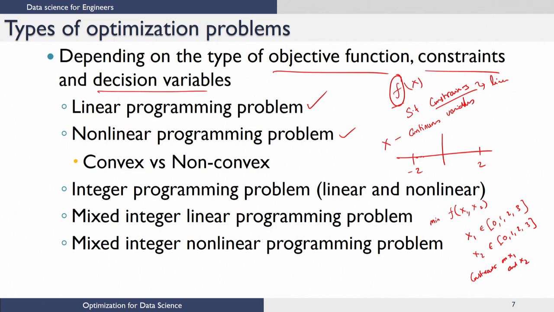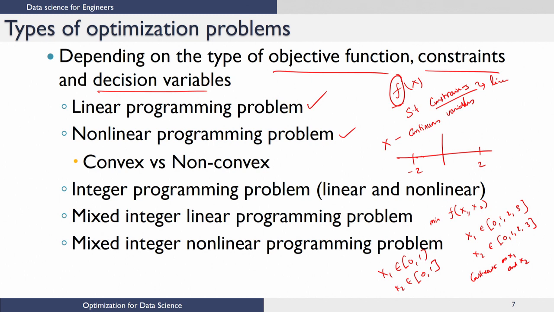And if the objective function and constraints are linear, then we call this a linear integer programming problem. If either the objective or the constraints become nonlinear, we call them nonlinear integer programming problems. One special class of these integer programming problems are binary, where if x1 could only take a value 0 or 1 and x2 could take a value only 0 or 1, we call this binary integer programming problems.